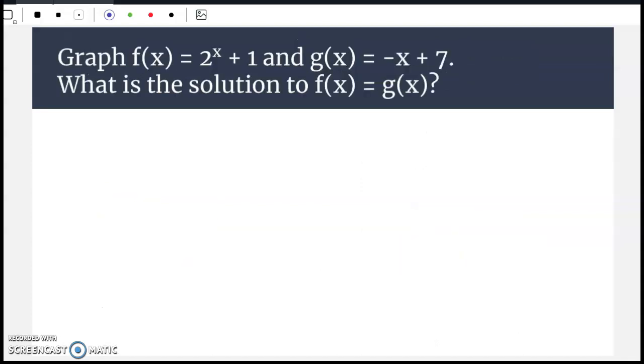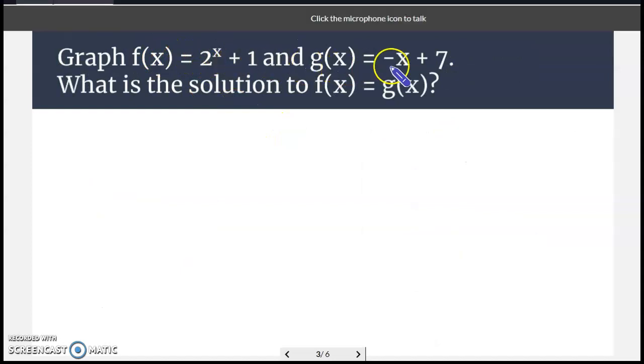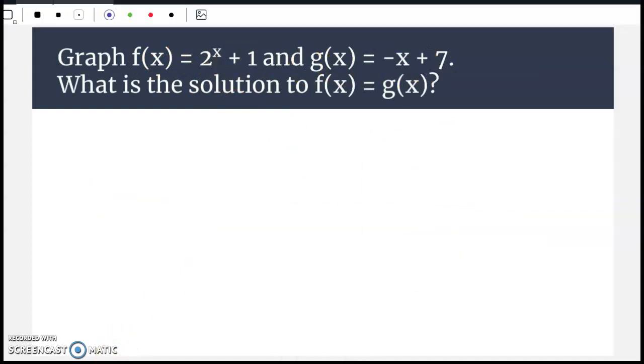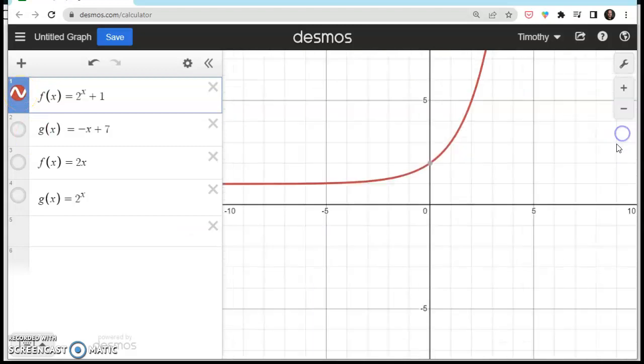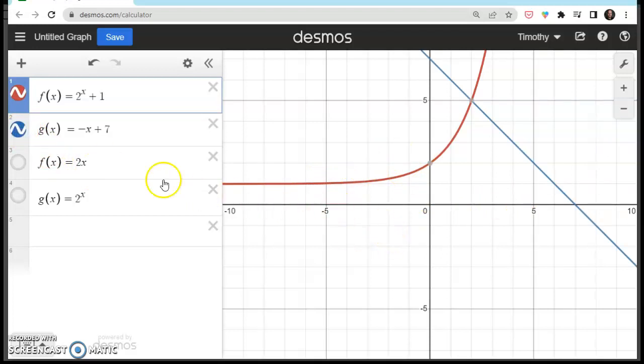Let's look again here at this set. Graph f of x equals 2 to the x plus 1 and g of x equals negative x plus 7. Well, we're going to use Desmos for that. Here's that first equation, 2 to the x power plus 1. Kind of see how that looks here on the main screen, notice the curve, and then we're also going to graph g of x, negative x plus 7.